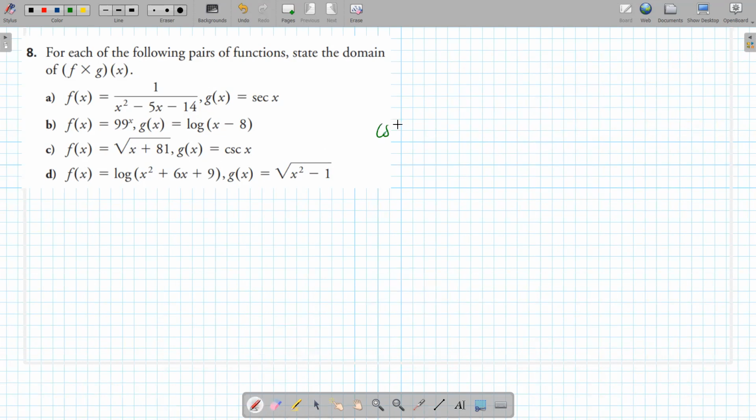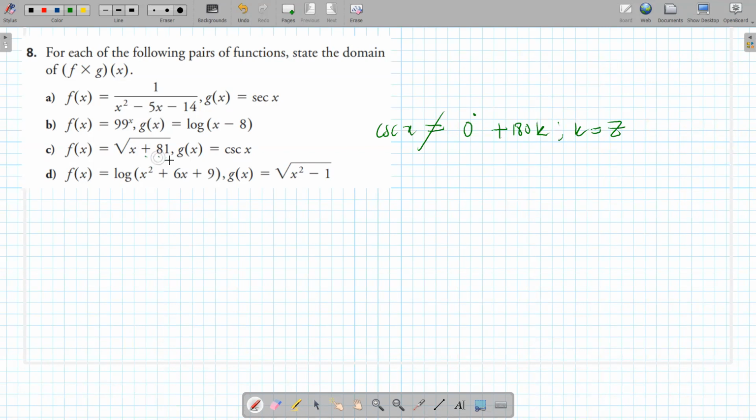Cosecant x is very similar to sine x, sorry, secant x. It's not going to be valid at 0 degrees, and then from there, every 180 degrees to the left or right. Z means integer. So the first one is going to be at 0, it's not valid there. From there, it's going to be invalid at every 180 degrees to the left and the right. So that's for cosecant x.